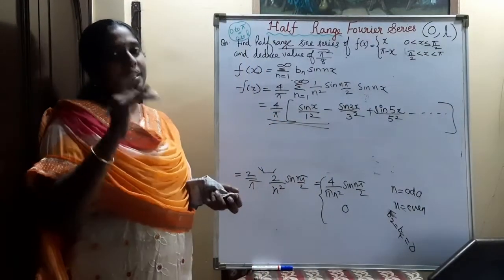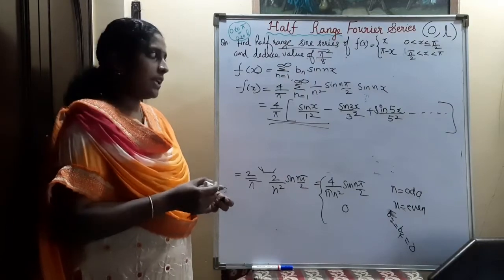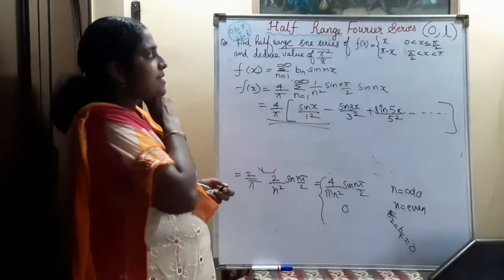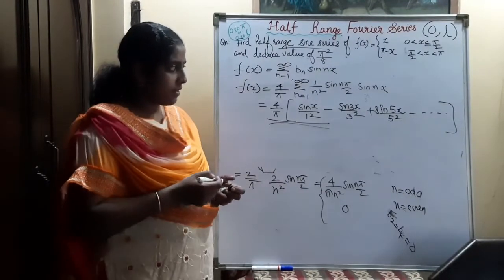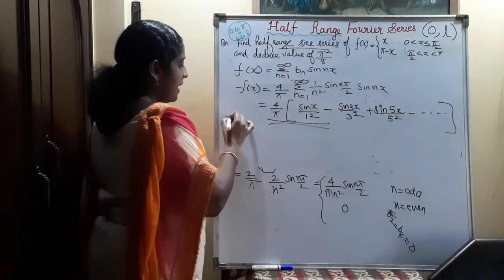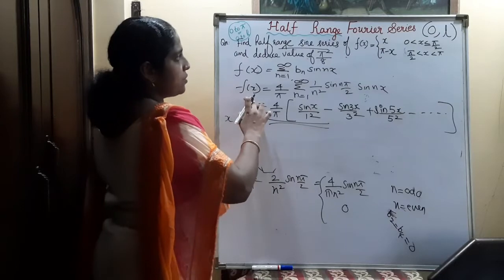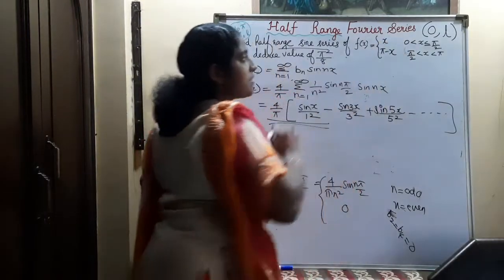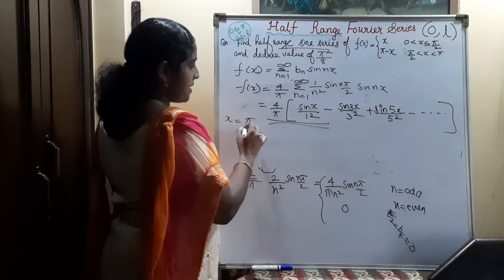So if in the question a discontinuous function is given, we have to split the limits accordingly. Now one more question they have asked, to deduce the value of pi square. In this question, since we got the sine series, what value do we have to substitute? x equal to pi by 2. So when x is equal to pi by 2, what is our function? It is x. So f of x becomes x, that is pi by 2.